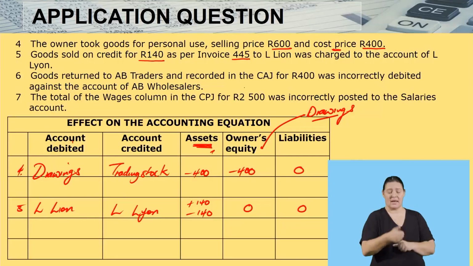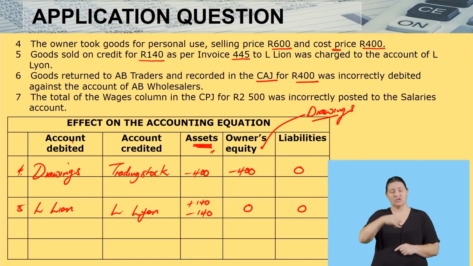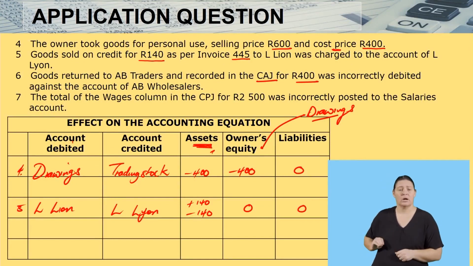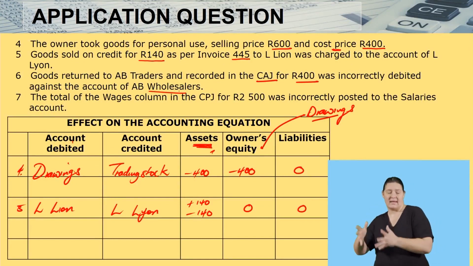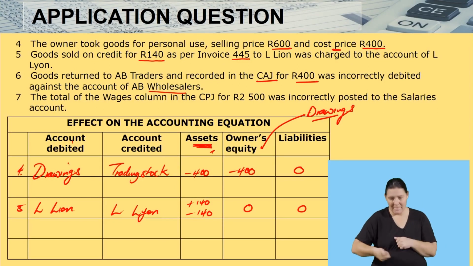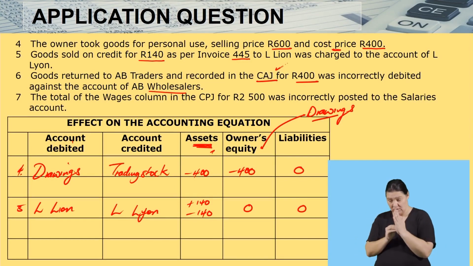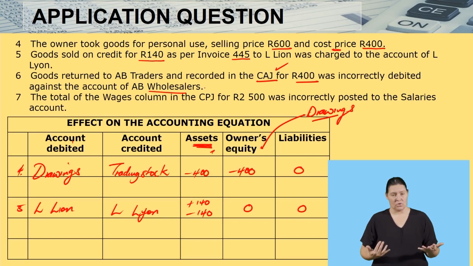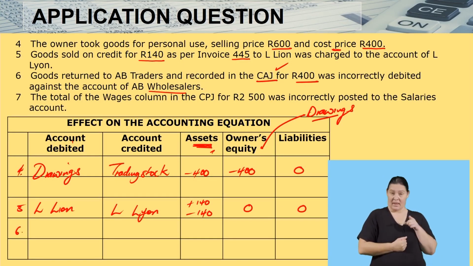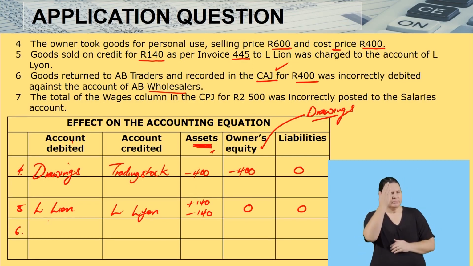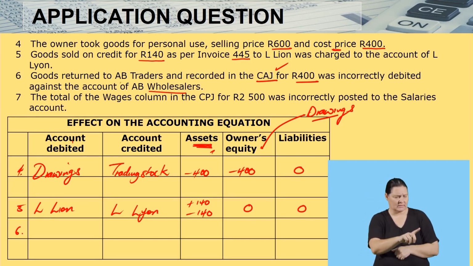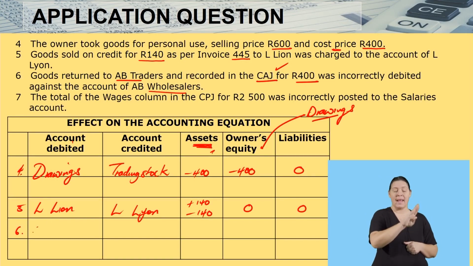We will now look at number 6, and it reads, goods returned to AB traders and recorded in the CAJ for 400 was incorrectly debited against the account of AB wholesalers. So these are returns to our creditors and they were recorded correctly in the CAJ and it's 400. But it was incorrectly debited against the account of AB wholesalers. That is the mistake. When we come here now, number 6, we now need to know which account we are going to debit. The correct account to be debited is AB traders.